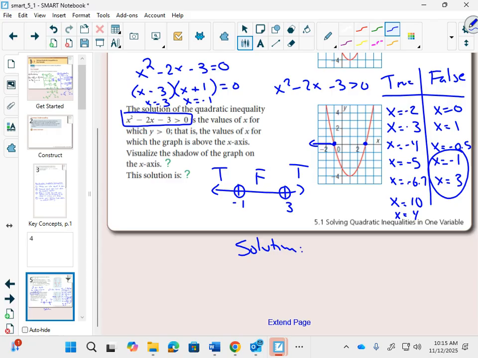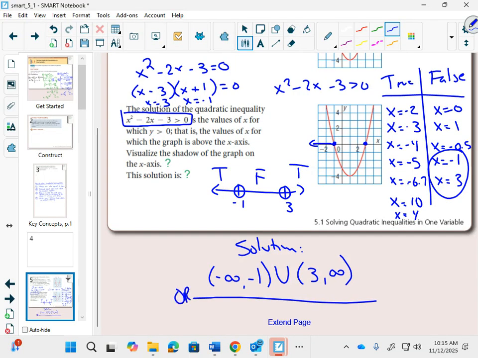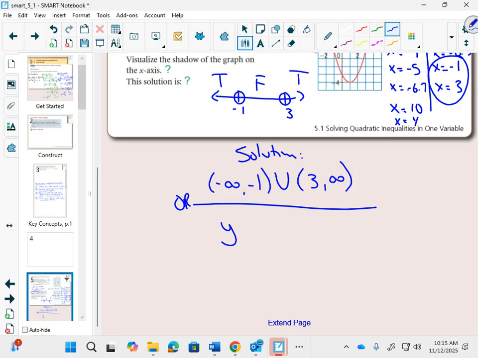Then we're going to write our solution either like this, in interval notation, goes from negative infinity to negative 1, and then again from 3 to infinity. And when we have two intervals, we put a U in between. Or we can write this as x values we solve for. X is less than negative 1, or x is bigger than 3. You get to choose which form you like to write the solution, in interval notation or in set notation.